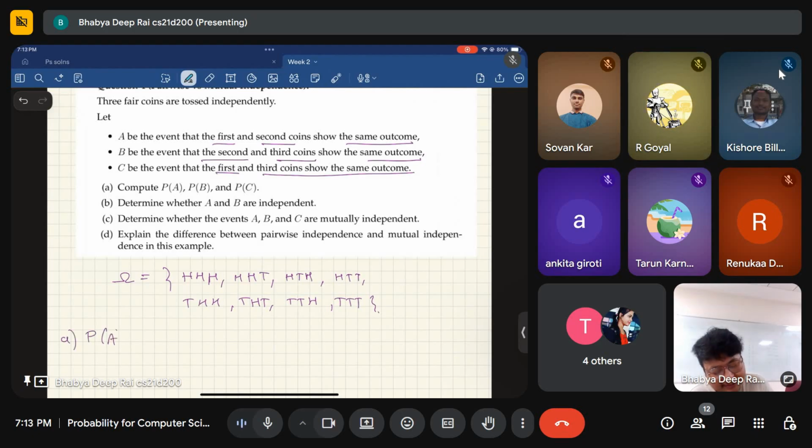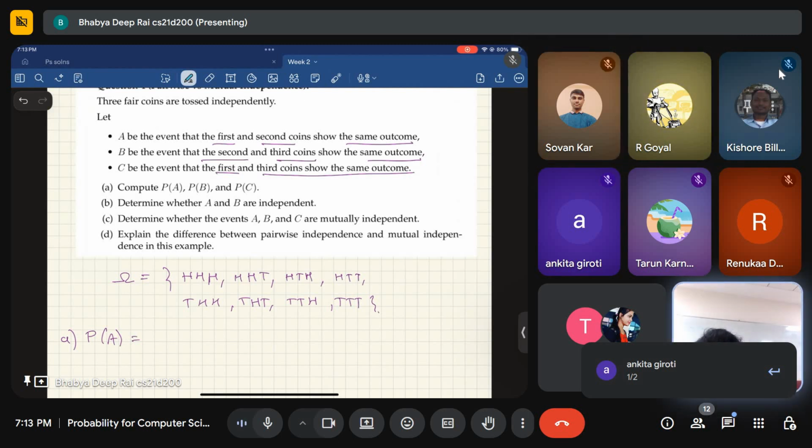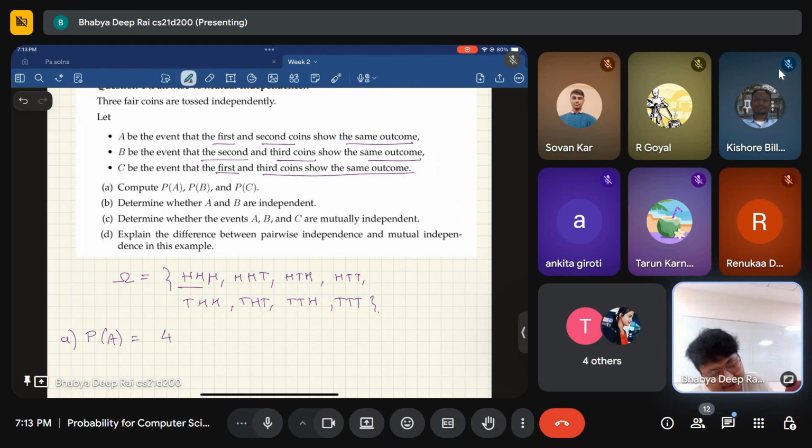So the probability that A occurs is that the first and second coin show the same outcome. So it should be 4 by 8. Yes, 4 by 8, right? So this one, this one, this one, this one. So it will be 4 by 8, which is 1 by 2. Okay, great.